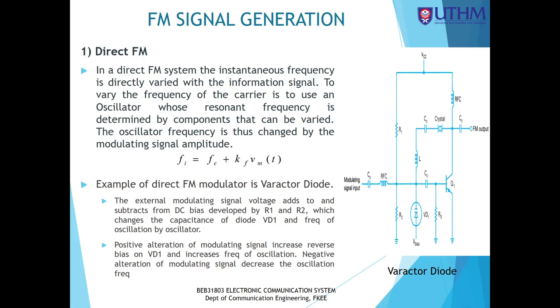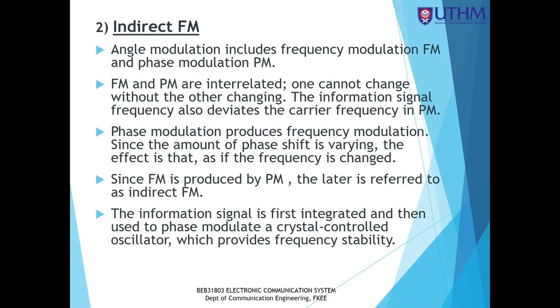The first one is what we call a direct FM modulator, which means that the modulator produces the FM signal directly from the input. The second type is the indirect FM modulator, which means that we indirectly produce the FM signal based on the input signal. Apa maksud dia? Nanti saya akan jelaskan.